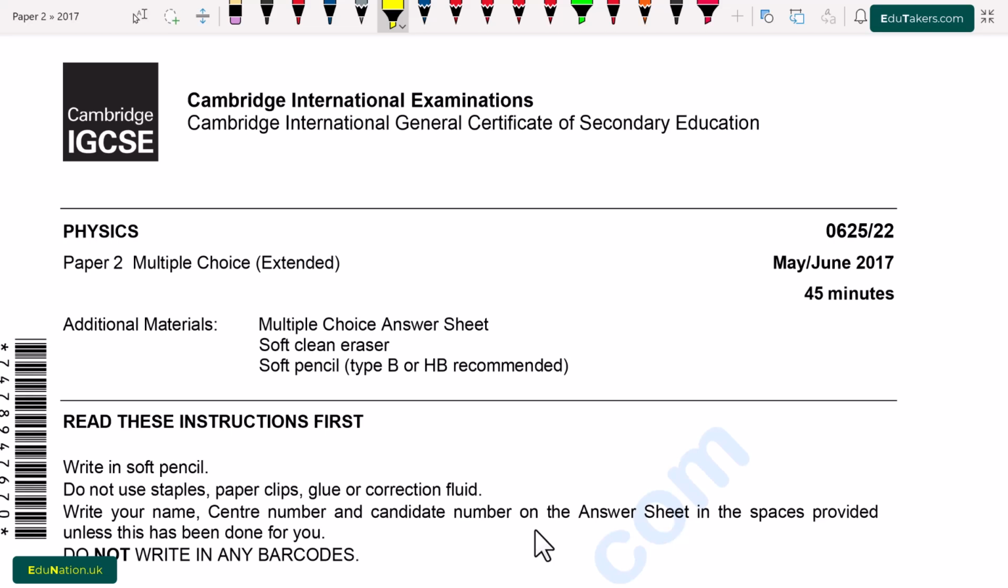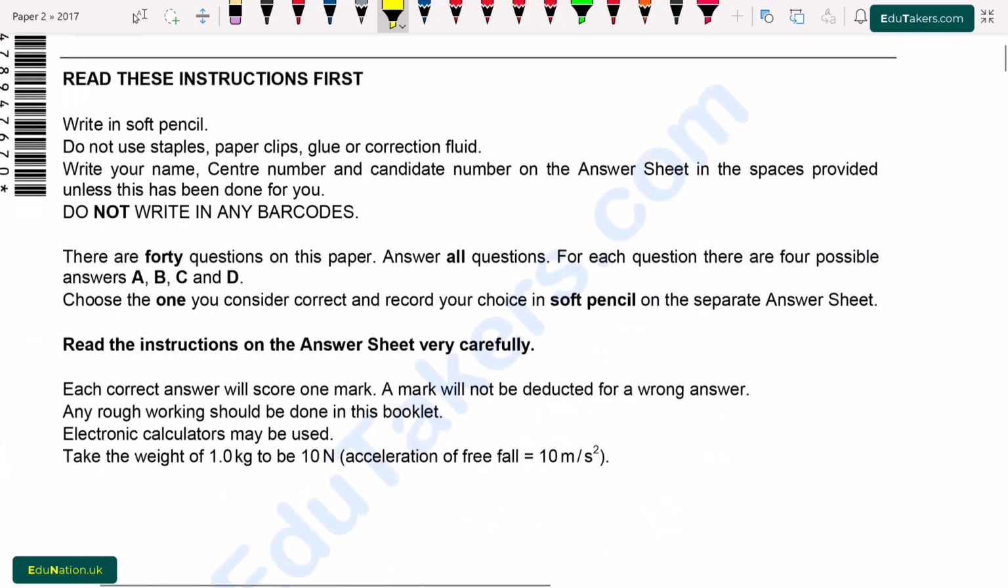Today we are going to solve Cambridge IGCSE Physics Paper 2 Multiple Choice Extended held in May-June 2017, and the paper code is 0625 with variant 22. So let's start from question number 1.